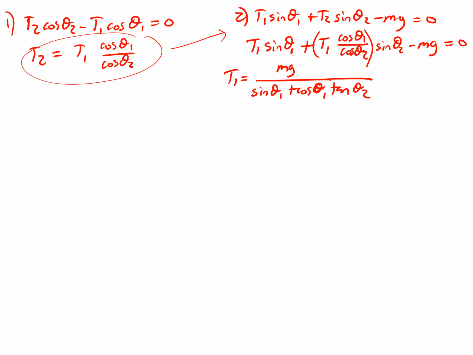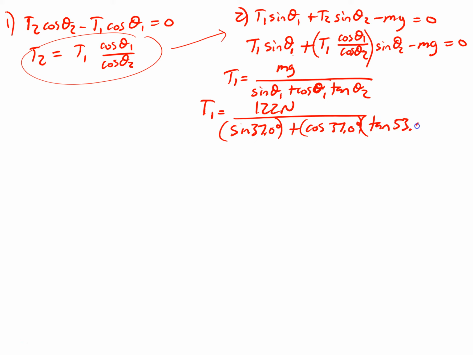All right. Well, we know all of these values, so we can go ahead and plug everything in. So T1 is equal to 122 newtons, which is our weight. They gave that in the first sentence of the problem. And then we do sine 37.0 degrees plus cosine of 37.0 degrees multiplied by the tangent of 53 degrees. Okay. And this is just going to give us a T1 of 73.4 newtons. Now, we also need to find T2. So let's go back to an equation that has T2.